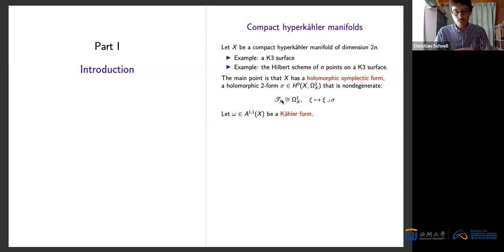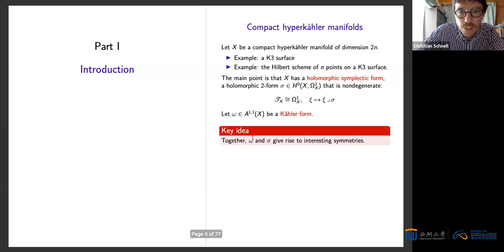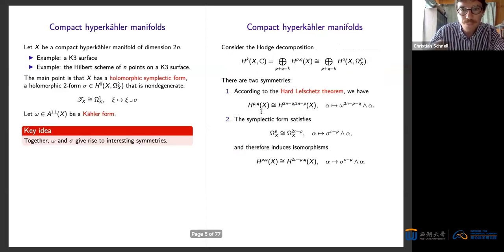Okay. And then the other piece of data is that because it's a Kähler manifold, I just pick a Kähler form. Again, this could be the Kähler form of this special kind of hyperkähler metric, but it doesn't necessarily have to be. The main principle I want to explain in this first part, and that will show up again later, is that when you put these 2 things together, the Kähler form and the holomorphic symplectic form, then you get some very interesting symmetries. And it's those symmetries that we want to study.